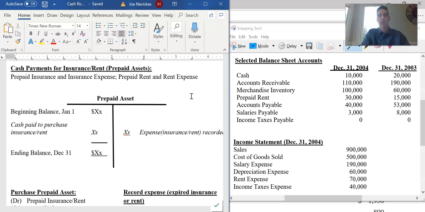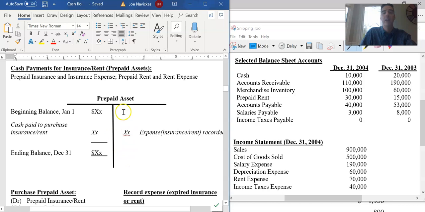Which account is it articulating with on the income statement? So prepaid rent goes with rent expense. All right, so now what am I solving for? How much cash should I pay for rent during the year? So I'm going to have a beginning balance, I'm going to have an ending balance, and then the cash paid is going to make it go up. Because when I pay for rent, I'm going to debit the asset and I'm going to credit cash.